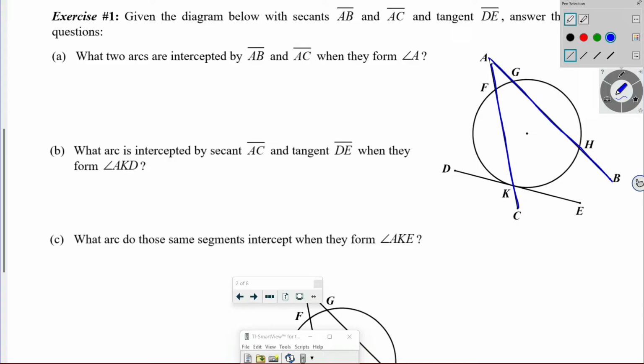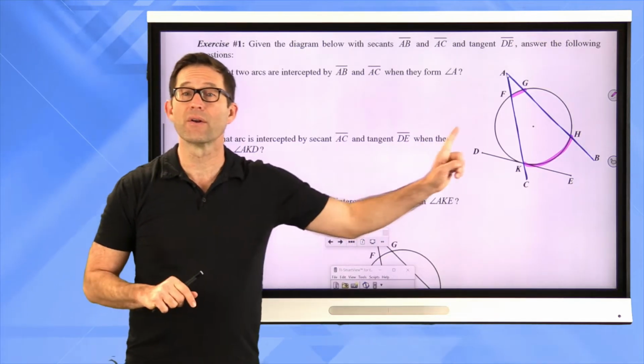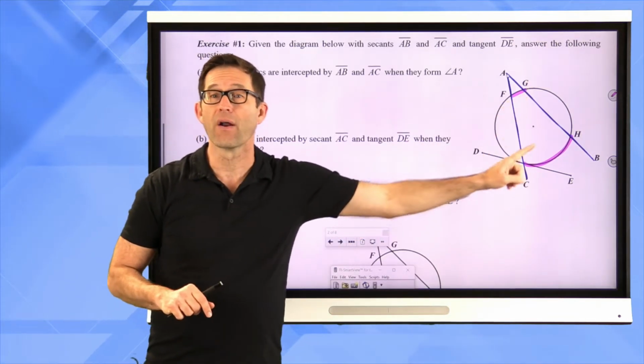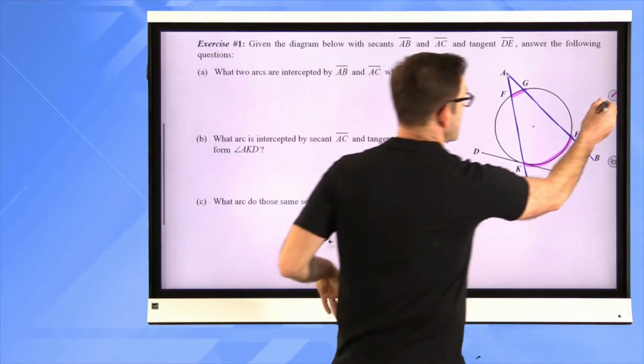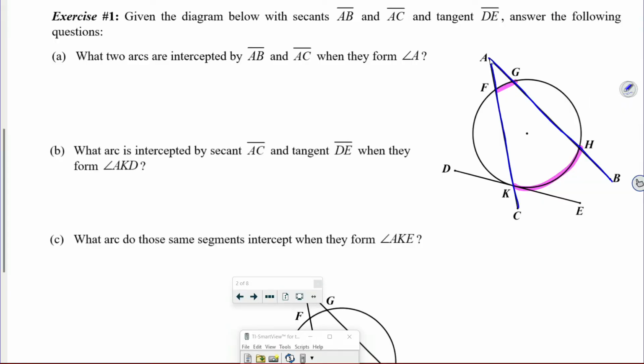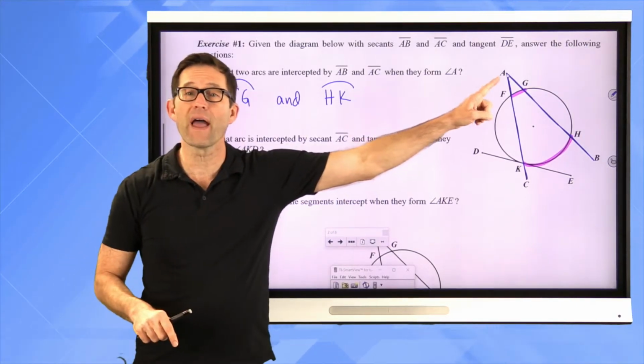Well, here I'm going to go to a highlighter really quickly. One thing I can see is that they intercept the circle there and they intercept the circle there. So what I can see is that the two arcs that are intercepted are arc FG and arc HK, or GF and KH. Of course, that doesn't matter, as we've discussed repeatedly. So let's write those down. So we've got arc FG, or GF, and arc HK.